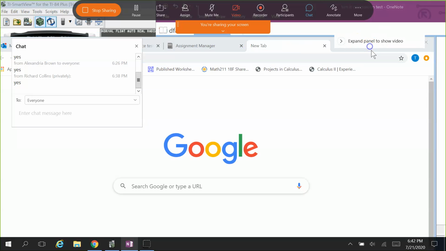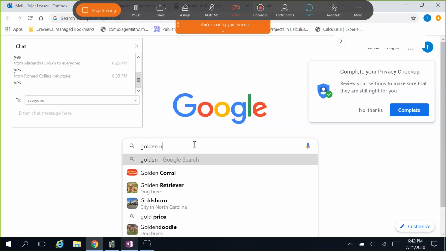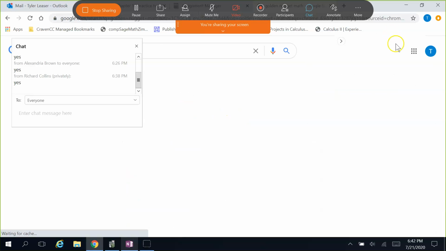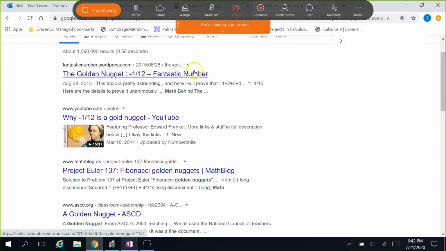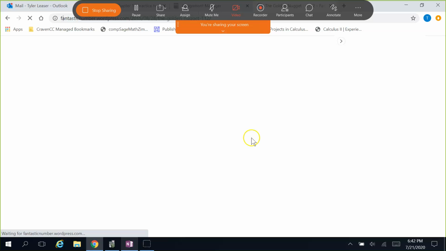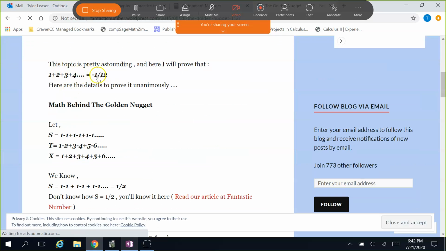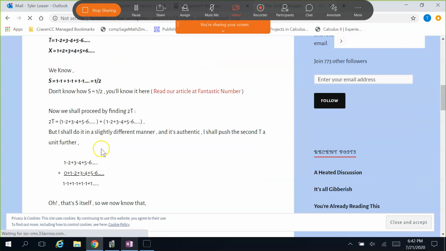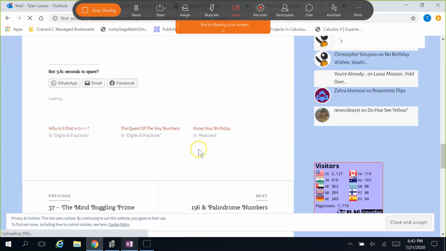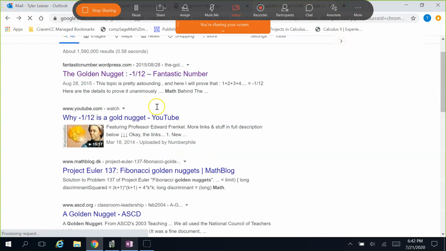Just to show I'm not making this up. Golden nugget. See? Golden nugget. Negative 1/12. Fantastic number. 1 plus 2 plus 3 plus 4. Negative 1/12. And then they have a little bit of a mini proof on why it comes out to be negative 1/12. You guys can read through that if you're super curious. Is that not the coolest thing ever?